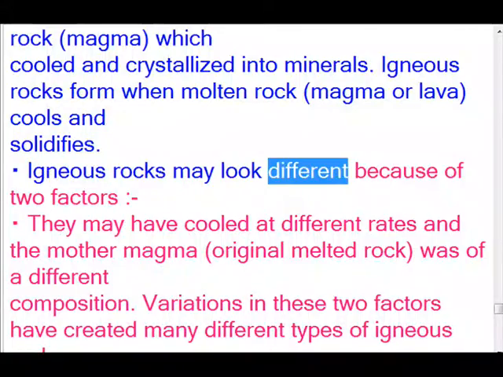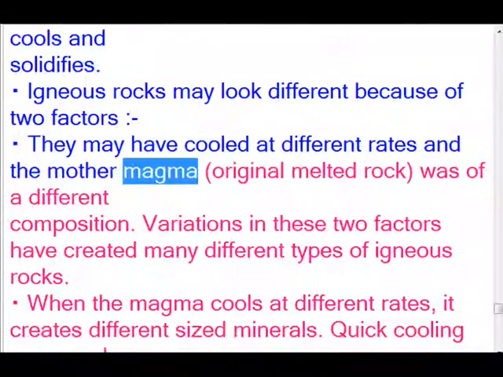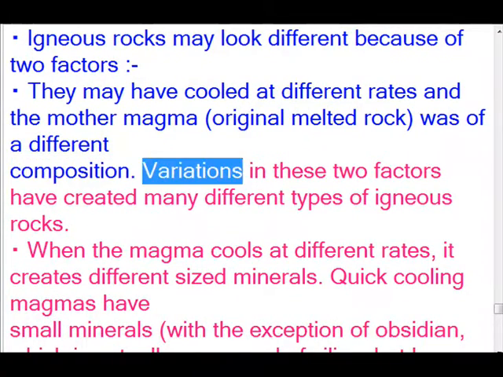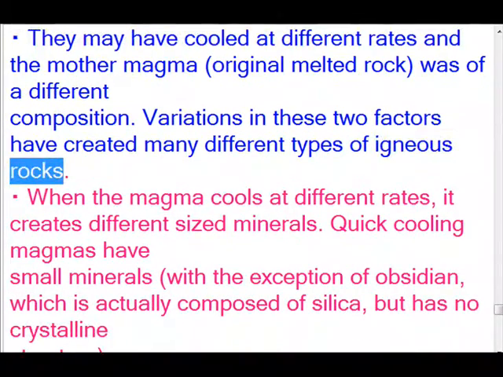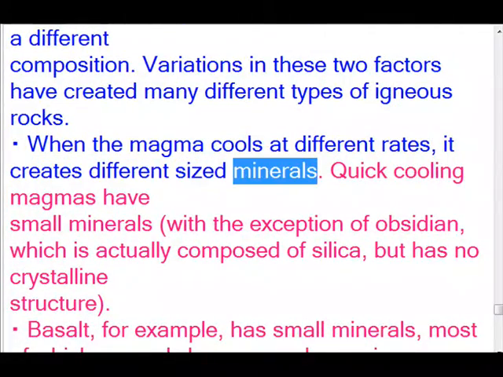Igneous rocks may look different because of two factors. They may have cooled at different rates, and the mother magma, the original melted rock, was of a different composition. Variations in these two factors have created many different types of igneous rocks. When the magma cools at different rates, it creates different sized minerals.